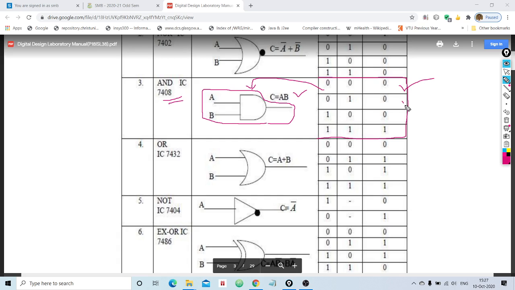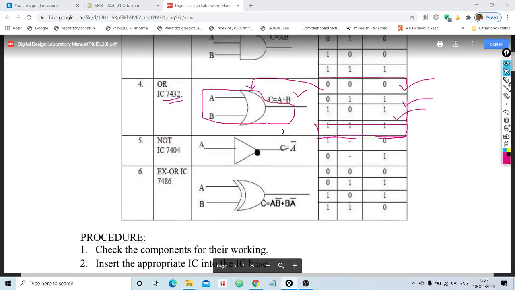0 1 as an input, the output will be 0. 1 0 as an input, the output will be 0. Then the AND gate will produce 1 as an output only when both the inputs are high. This is what we can get from the truth table of the AND gate. Clear?